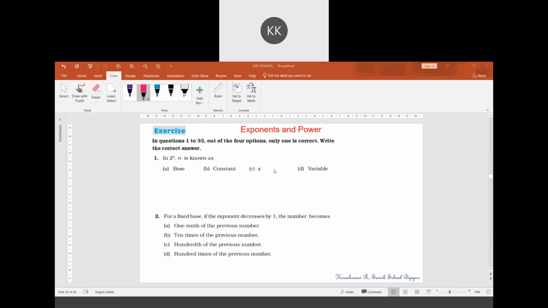In 2 to the power of n, n is known as. Is n called as a base? No, sir. Is it a constant? No, sir. Is it a variable? Yes, sir. Why did I give this variable x? It is variables. This cannot be base. Now I have two options: constant and variable. Variable, sir.